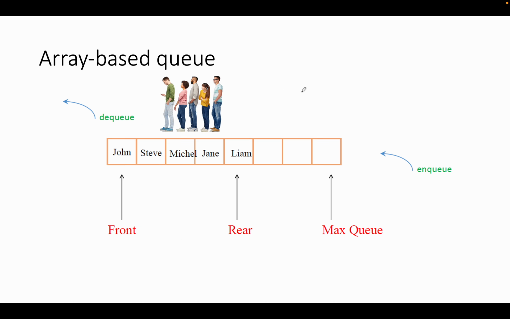When you use the array-based queue, the front one will be the one going out first for the DQ, and the people who would like to add into this queue will come from the last. That is two pointers. One is front, which points to the front value, the first value, and the rear is the last value that you just added into the array-based queue. The last position is called max queue.